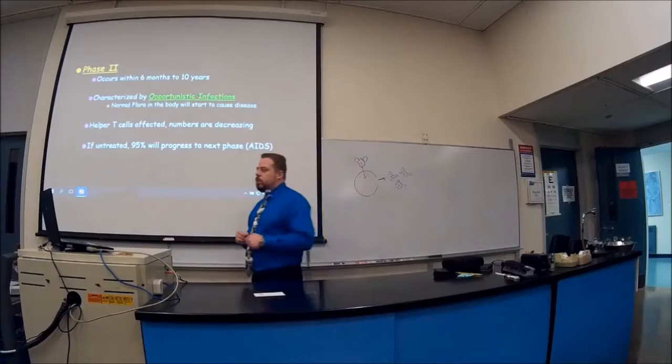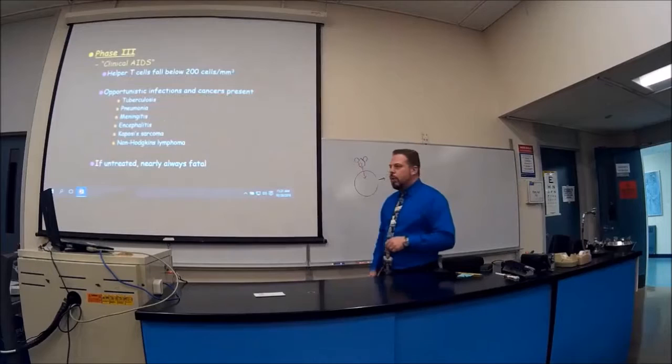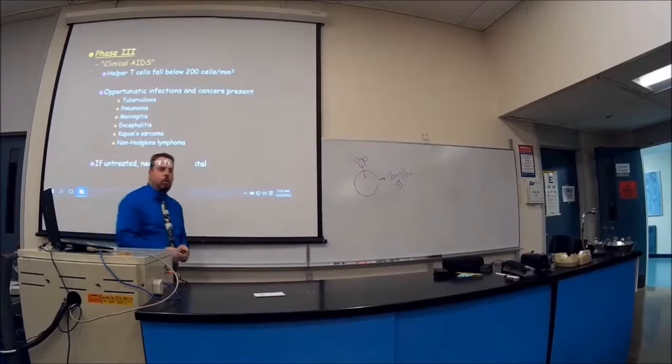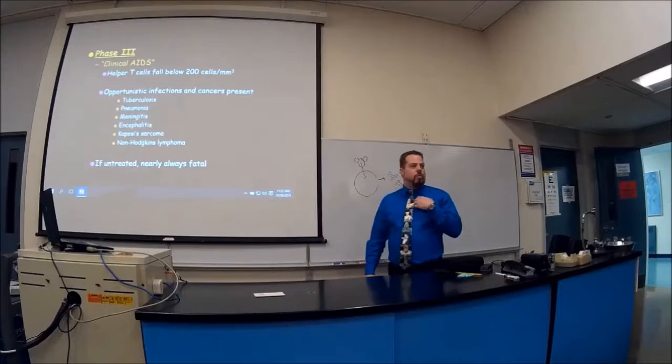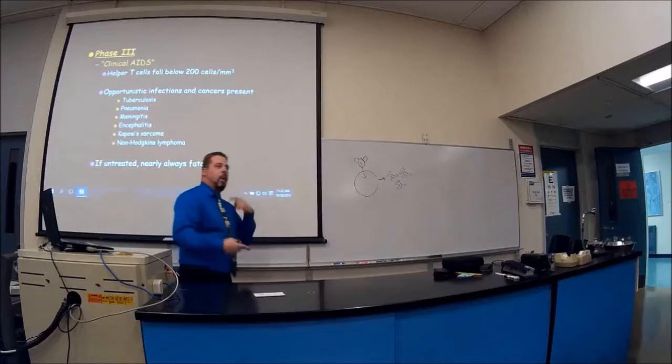Okay? If you leave it untreated, 95% will progress to the next phase, which is called AIDS. This is where we've got phase three. This is clinical AIDS. The helper T cell numbers have gone down to less than 200 cells per millimeter cubed. It's very, very low. The opportunistic infections and cancers are going to start getting higher and higher and higher.